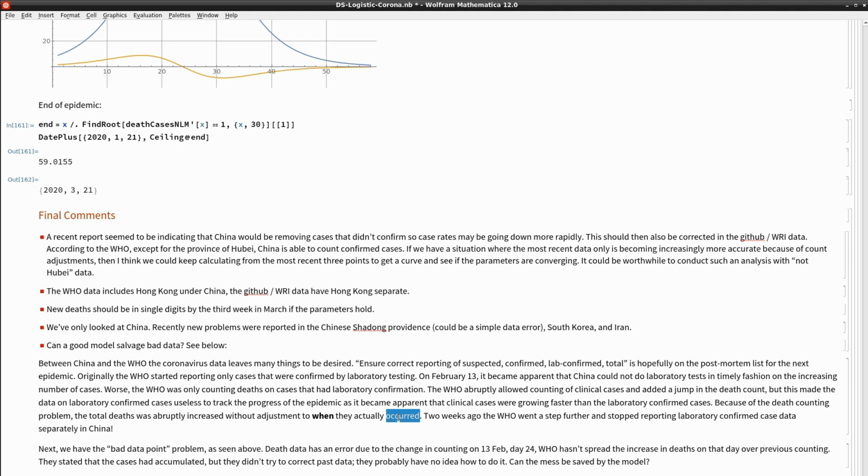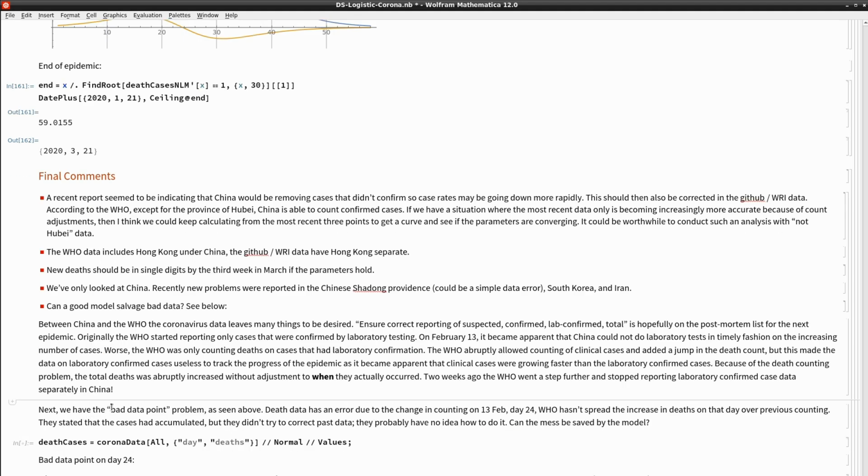They just gave one total number and just threw it out there and added it on top. Well, it doesn't make any sense. We have to provide this data for the days on which it occurred. And about 2 weeks ago, the WHO went a step further and even stopped reporting laboratory confirmed case data separately in China.